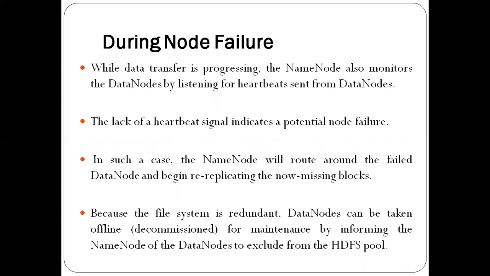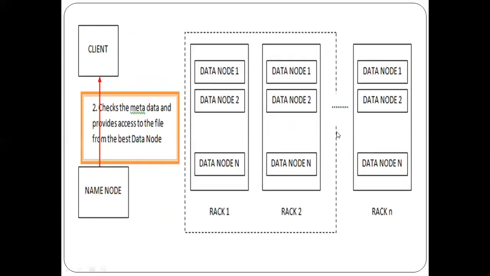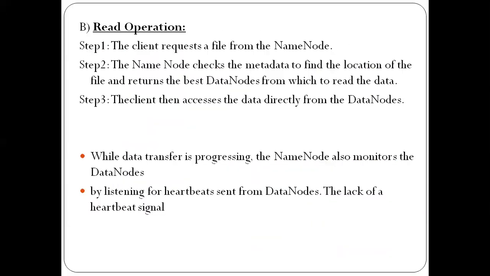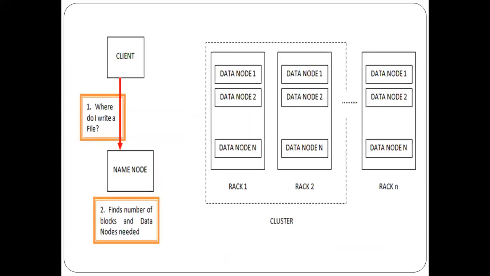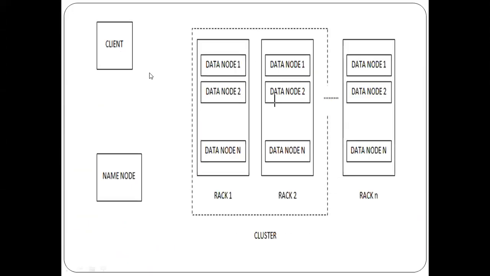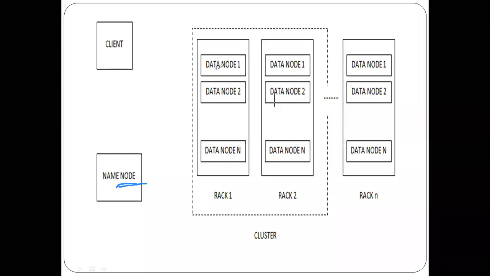Then next we'll see what happens during node failure. While data transfer is progressing, the name node also monitors the data nodes by listening to the heartbeats. The lack of a heartbeat signal indicates potential node failure. Clear? I'll take this diagram. During the read or write operation, name node will observe the data node.